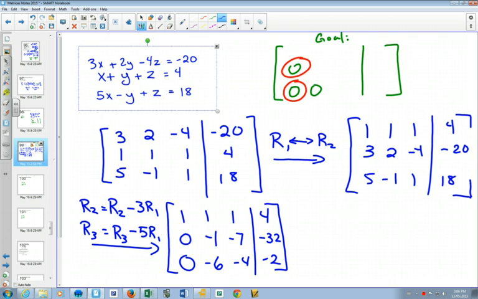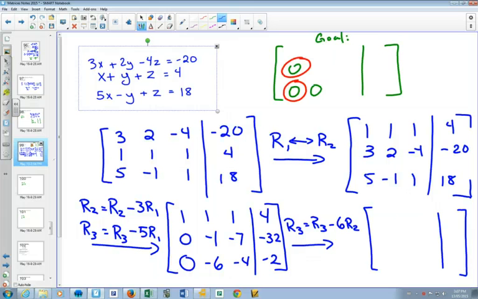I need to get my row 3. Can you see that if I take row 3 and now subtract 6 row 2s, because if I multiplied row 2 by a negative 6, I'd get a positive 6 here, and then adding those will give me a 0 where I want it to. I'm not going to change row 1 or row 2 this time, so I can rewrite them: 1, 1, 1, and 4. 0, negative 1, negative 7, and negative 32.